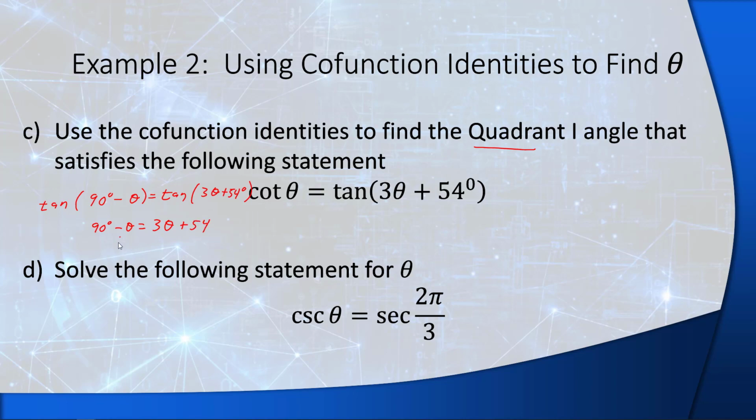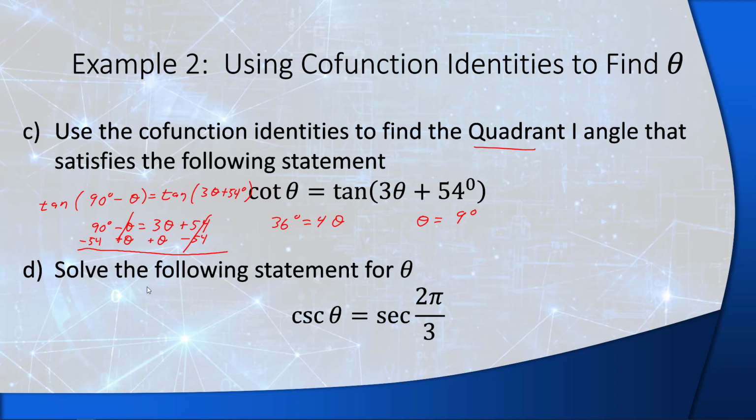We can add theta to both sides. We can subtract 54 from both sides. And if we do, these cancel, we are left with 36 degrees is equal to 4 theta. Okay, cool. And that would mean that theta is equal to 36 divided by 4, or 9 degrees, which of course is indeed in quadrant 1.